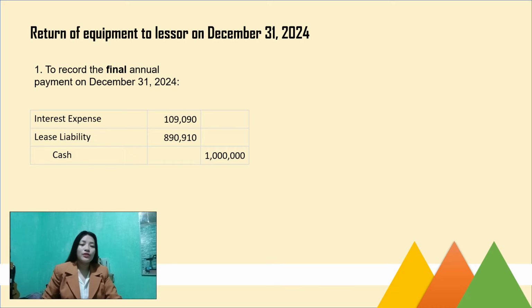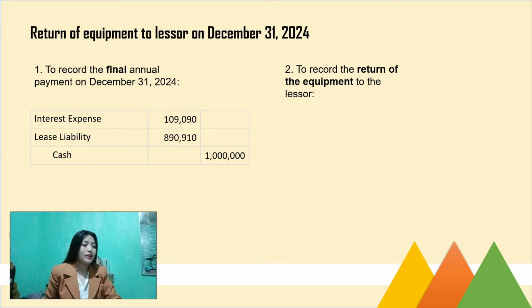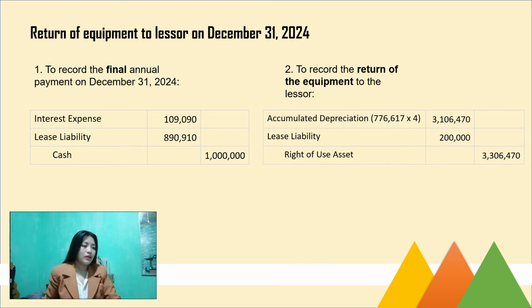The amounts here were already explained, or you can see them in the table of amortization that was discussed earlier by Ms. Riza. Let's move on to the second journal entry, to record the return of the equipment to the lessor. Here is the actual return of the equipment to the lessor. We debit accumulated depreciation amounting to 3,106,470. How did we get that? We just multiply 776,617, which is the annual depreciation of the underlying asset, by 4 years.